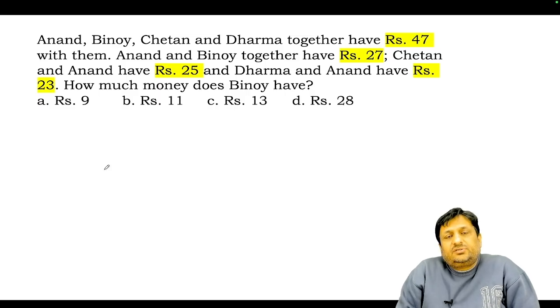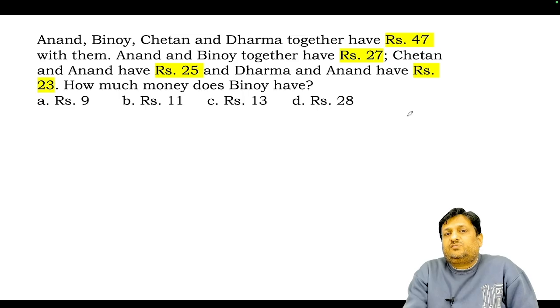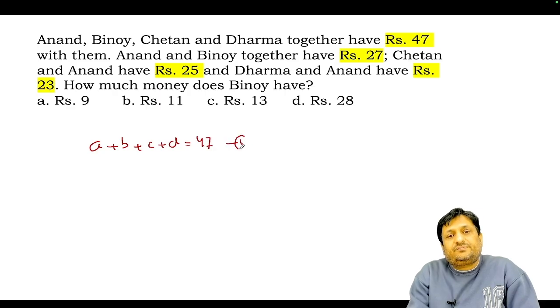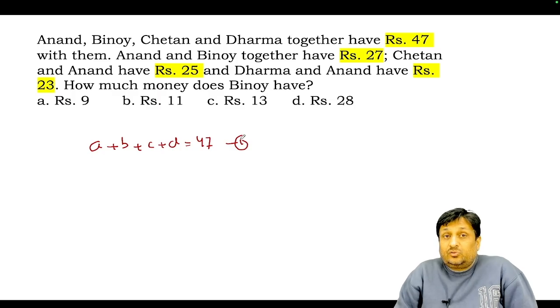Now this is the next question. A, B, C and D together have rupees 47. Let's say A has A rupees, B has B rupees, C has C rupees and D has D rupees. And in total they have 47 rupees. This is my first equation. How many variables do I have? I have 4 variables. So to get the individual values of A, B, C and D, I need 4 equations.